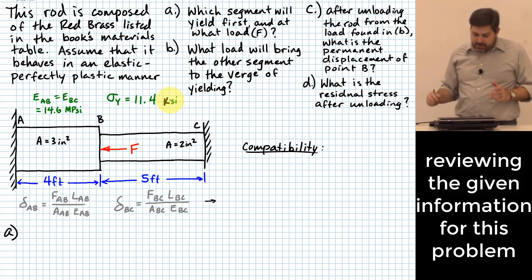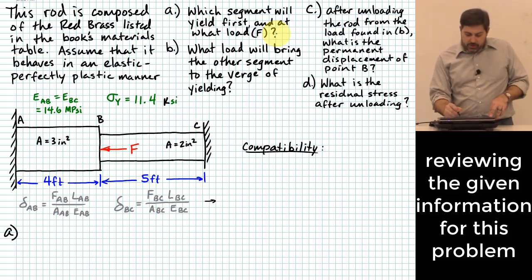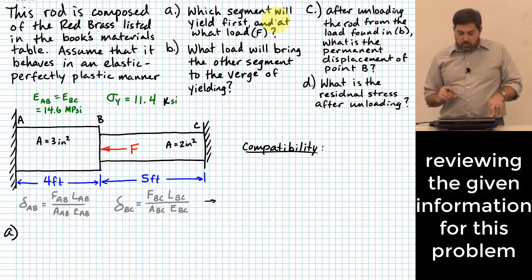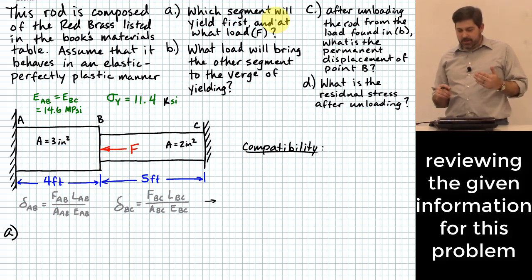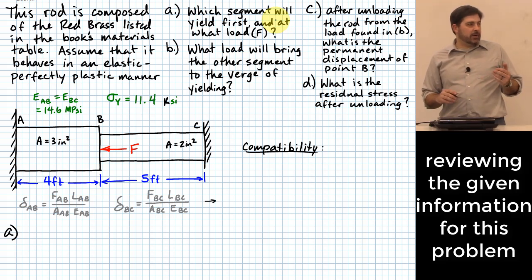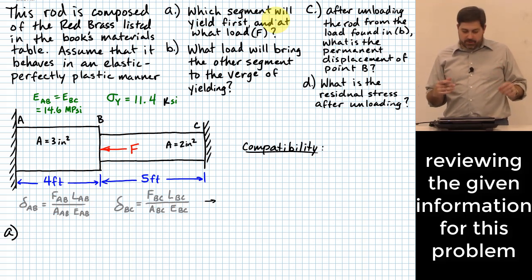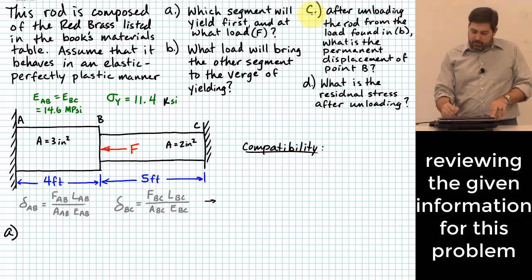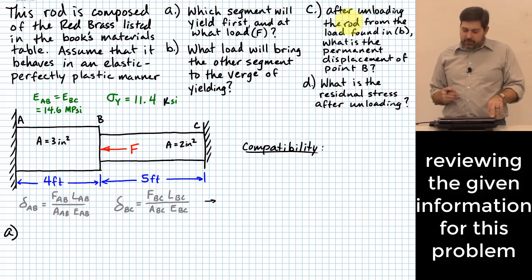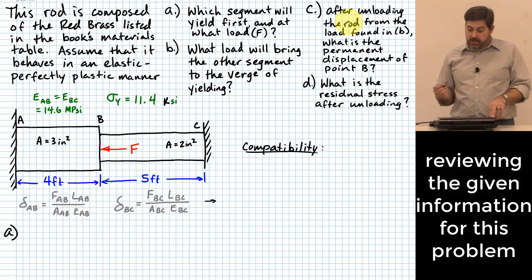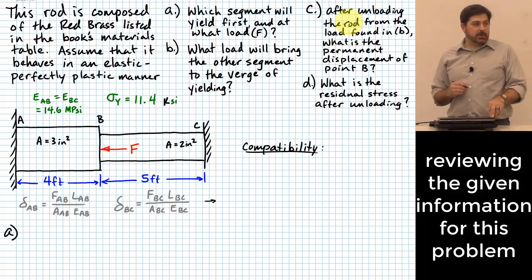So it says here, which segment will yield first and at what load F? So this is our first thing we're supposed to answer. The next thing we're supposed to answer is what load will bring the other segment, whichever one of them doesn't fail first. How much load do we have to apply to where both pieces begin to yield? Okay. And then part C says, after unloading the rod from the load found in part B, what is the permanent displacement of point B?